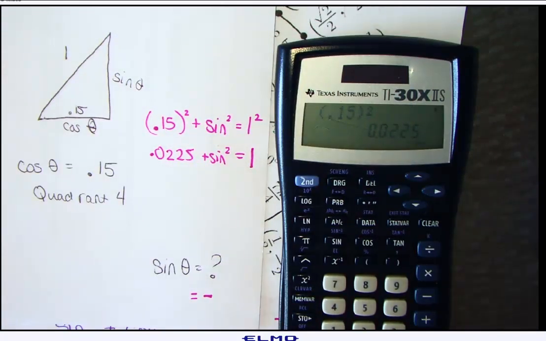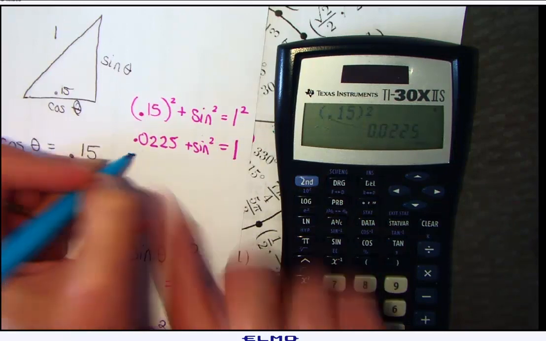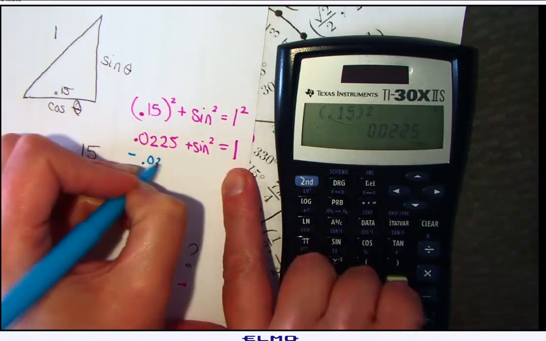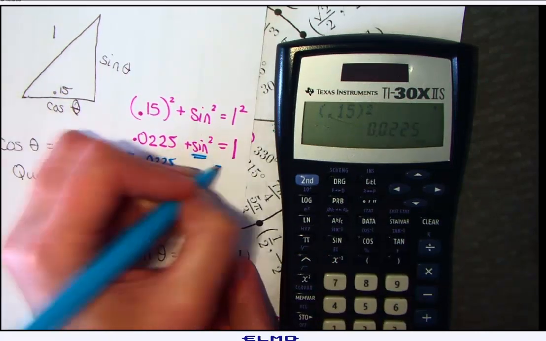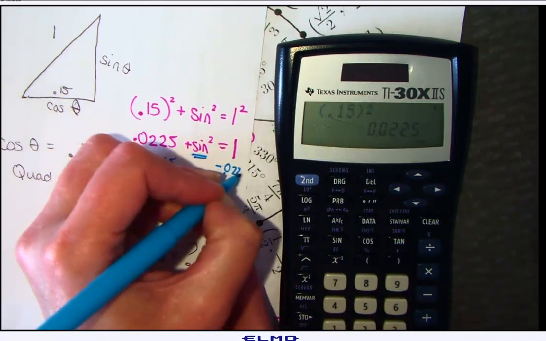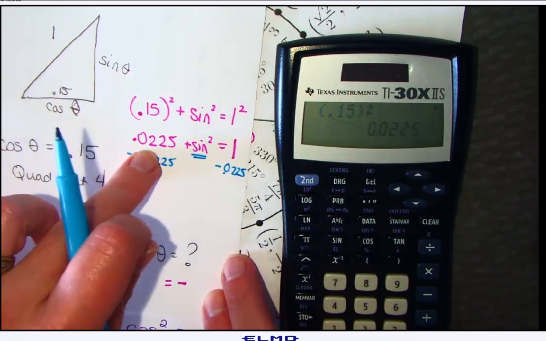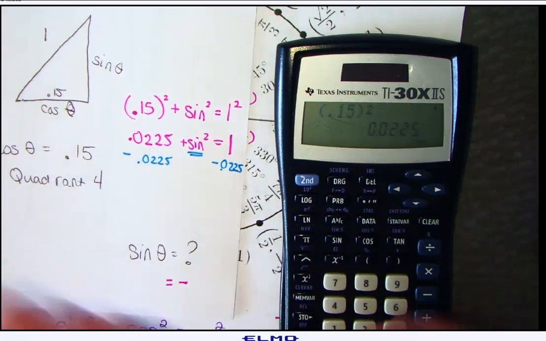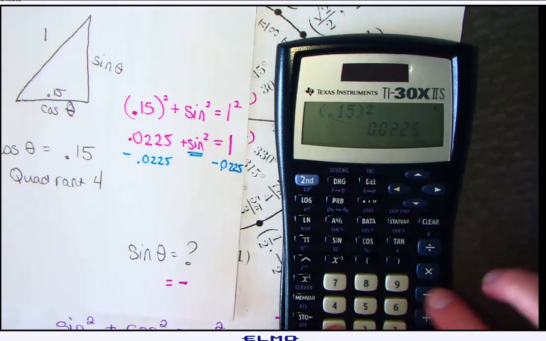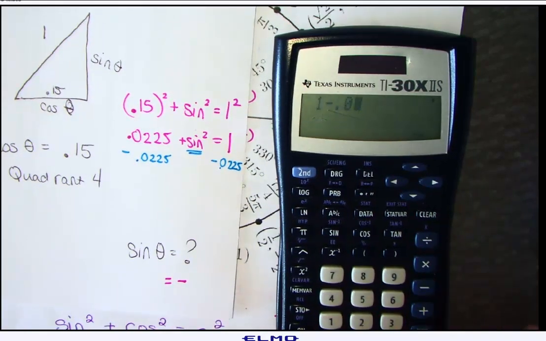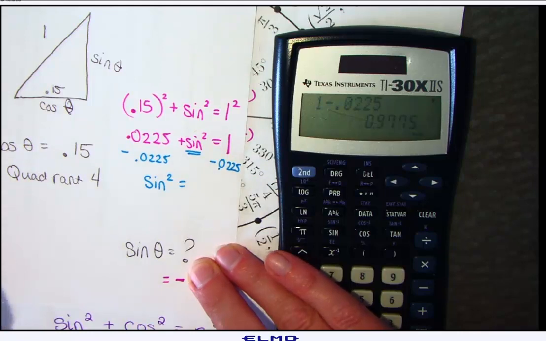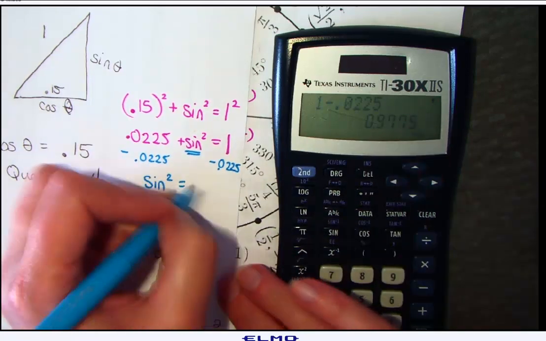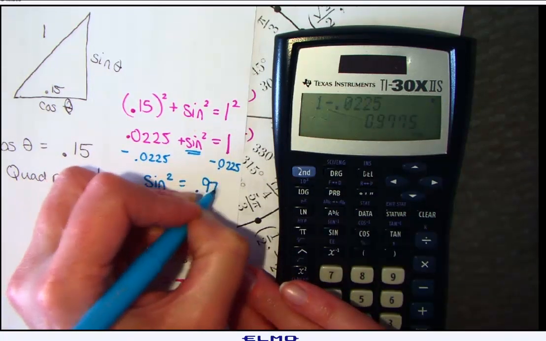Now I'm just going to use good old-fashioned algebra and start moving things from one side to the other in order to isolate the thing that I don't know, which is whatever this sine value is. It was adding with 0.0225, so I'm going to subtract 0.0225. 1 minus 0.0225 tells me sine squared equals 0.9775.